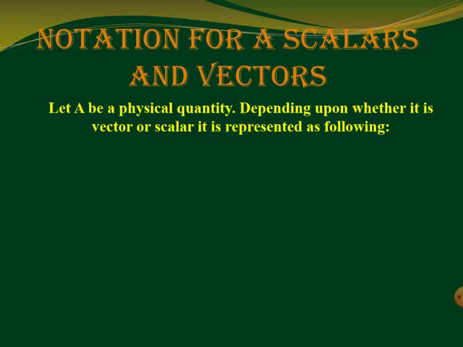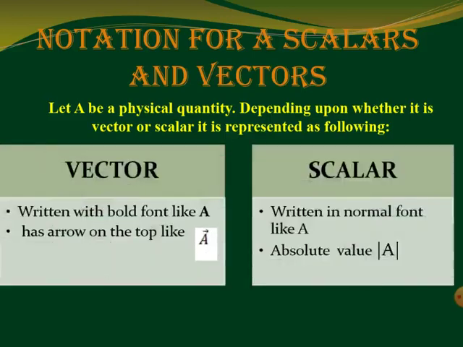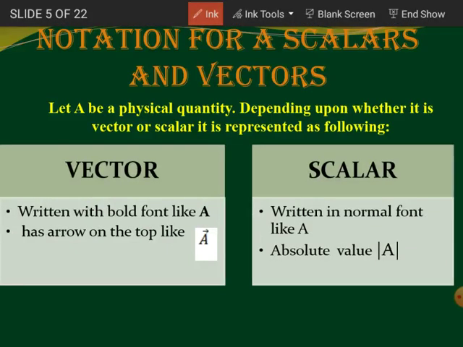Notation for scalar quantities and vector quantities. Let's see. Let A be a physical quantity. Depending upon whether it is a vector or scalar, it is represented as follows. A scalar quantity will be represented by a letter alone. Suppose A is a scalar, then it will be written simply as the letter A. It may be a capital or small letter, doesn't matter, but here it is a capital letter.